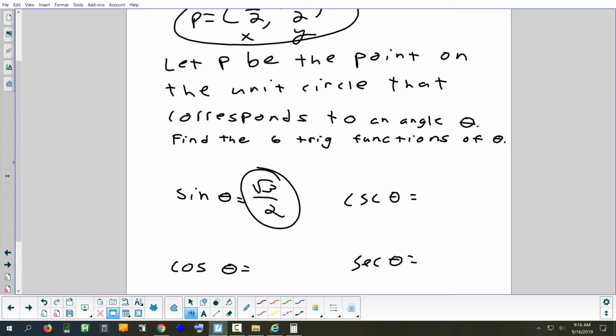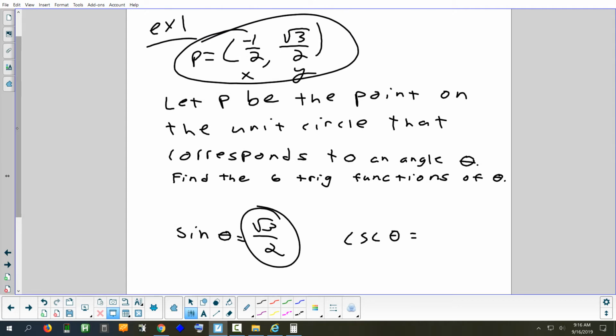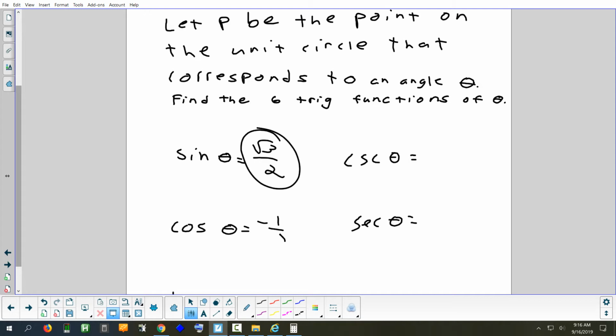Courtney, what was my formula for cosine? Cosine equals x. And how about Cal, what's my x value here? Negative 1/2. That's it. Those are the easiest two because for these other ones, we're going to have to do reciprocal. So we're going to have to flip things, but we don't have to worry about that yet.